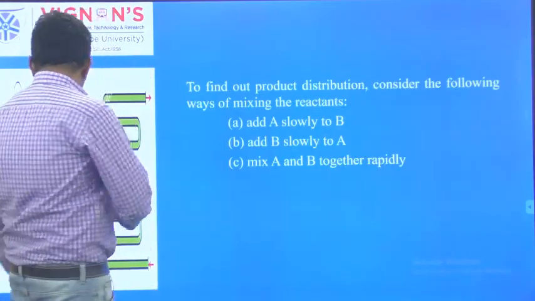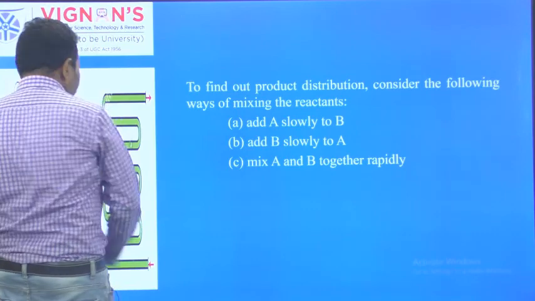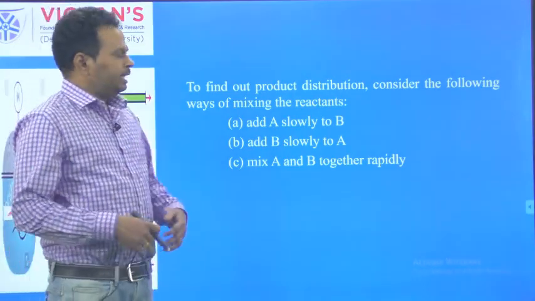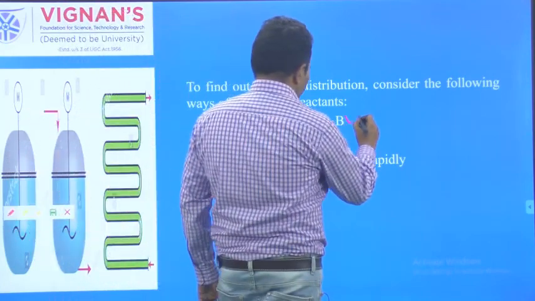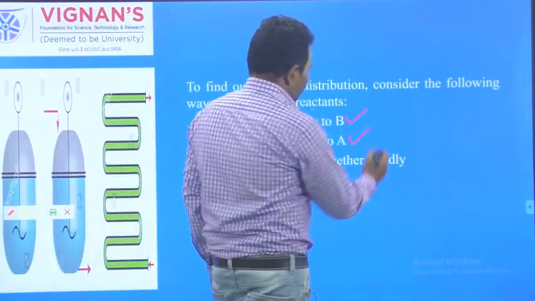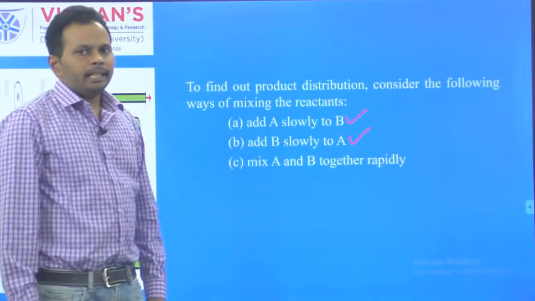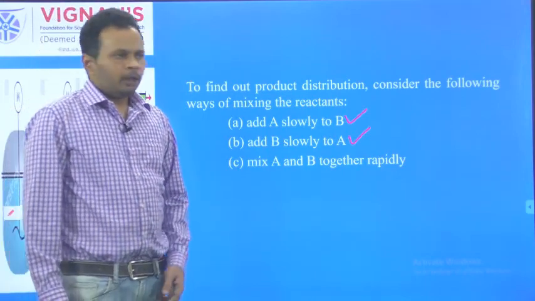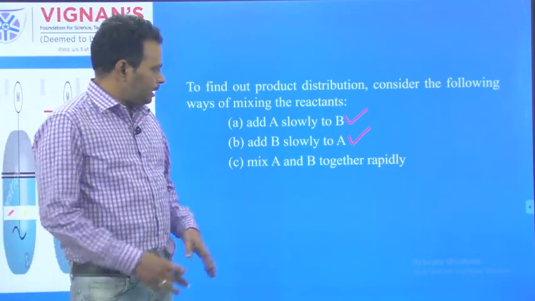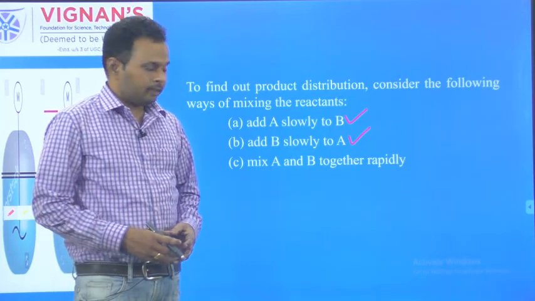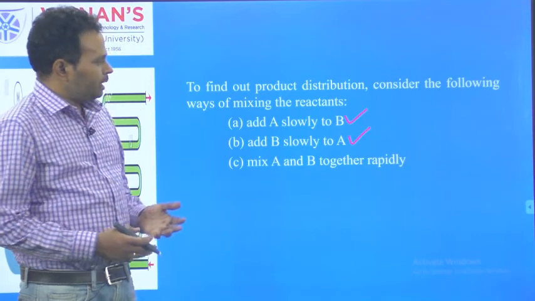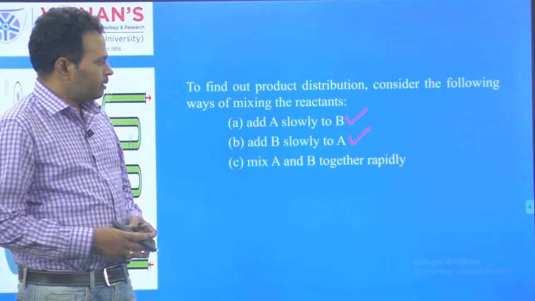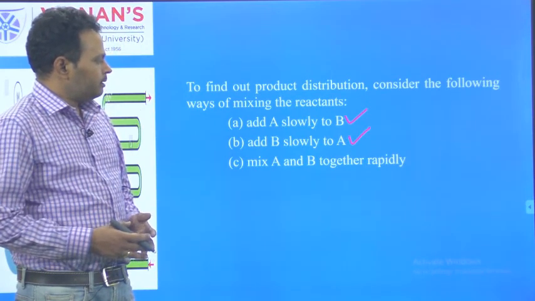So here, to find out the product distribution, treat the reactants in three ways. First one, add A slowly to B; second one, add B slowly to A; and third one, mix A and B rapidly together. If you choose these different patterns of adding the reactants, we can vary the product distribution.